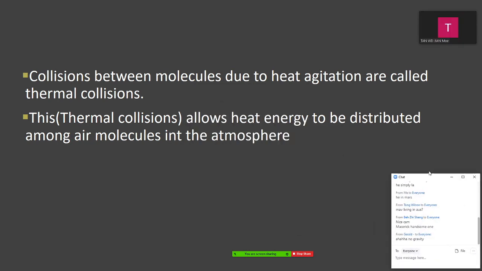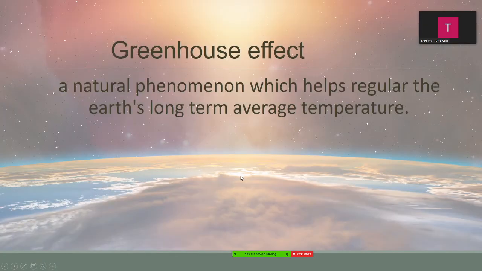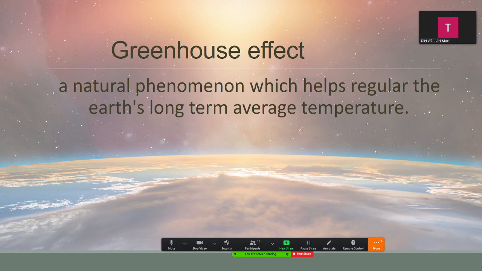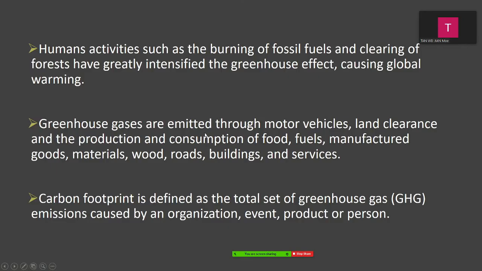Collisions between molecules due to heat agitation are called thermal collisions. These thermal collisions allow heat energy to be distributed amongst air molecules in the atmosphere. Next. The greenhouse effect is a natural phenomenon which helps regulate the Earth's long-term average temperature.